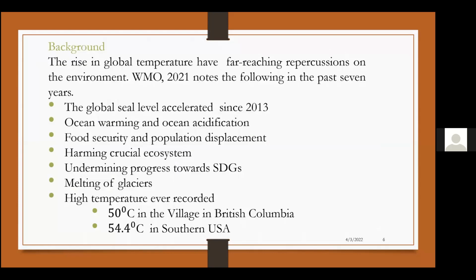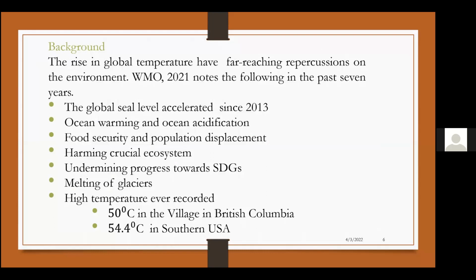The rise in global temperature has far-reaching repercussions on the environment. This is coming in terms of global sea level, which has accelerated since 2003. Our oceans are warming, and there is ocean acidification, meaning that our oceans are having acidic elements, and that is a very big threat to our aquatic life.